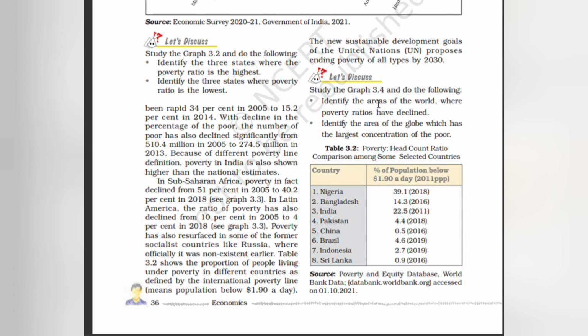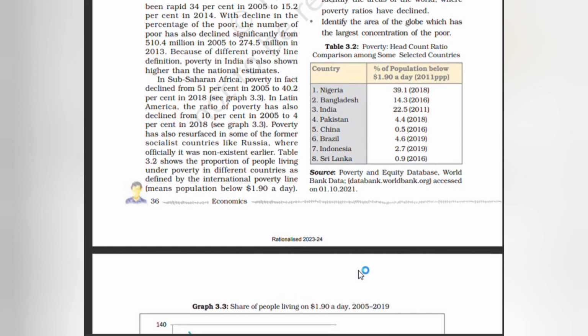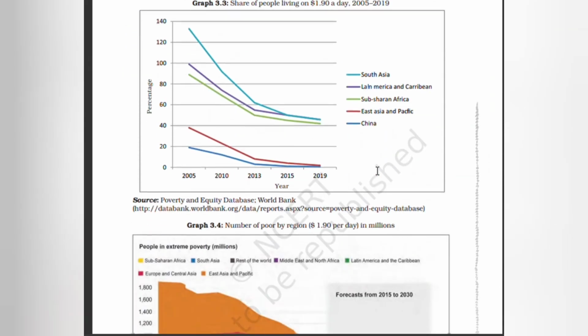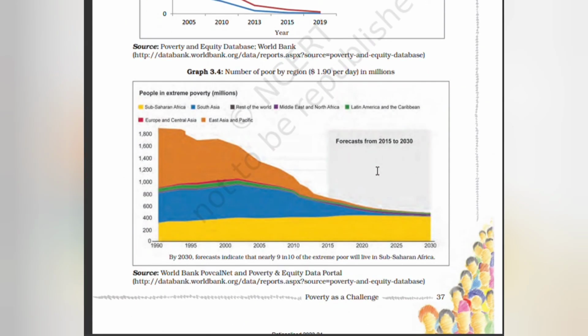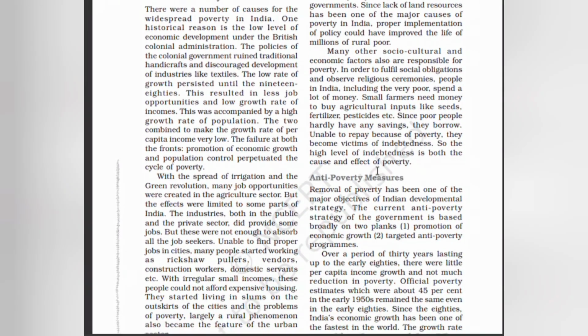Identify the areas of the world where poverty ratios have declined. Identify the area of the globe which has the largest concentration of the poor. Poverty head count ratio comparison among some selected countries: Nigeria, Bangladesh, India, Pakistan, China, Brazil, Indonesia, and Sri Lanka. Poverty and Equity Database, World Bank data. So this is a graph that shows the share of people living on $1.90 a day, 2005 to 2019.